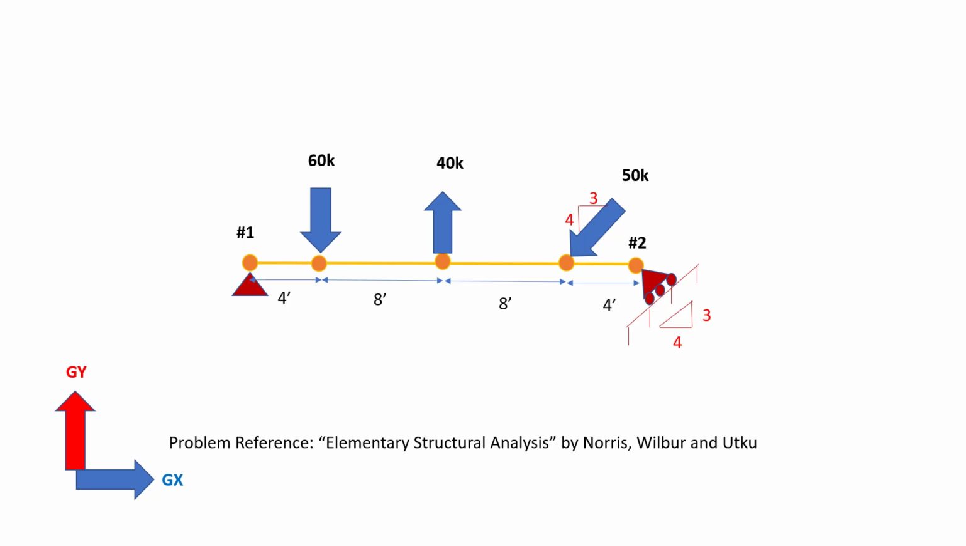So today, we are going to solve this problem, which is a touch more complicated than the earlier problems that we have solved. In this case, it is a simply supported beam. However, the roller support is resting on an inclined plane. There is an inclined load of 50 kips, which has been applied at a slope of 3 horizontal to 4 vertical. The roller support is inclined at 3 vertical to 4 horizontal.